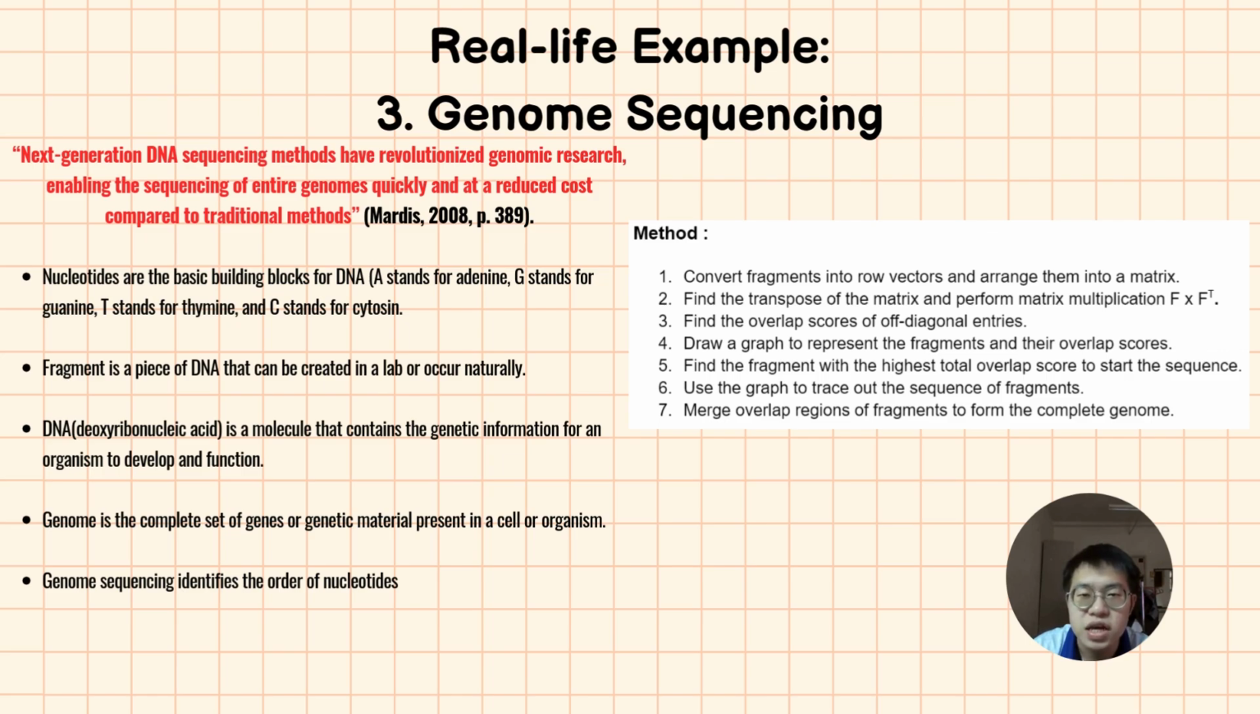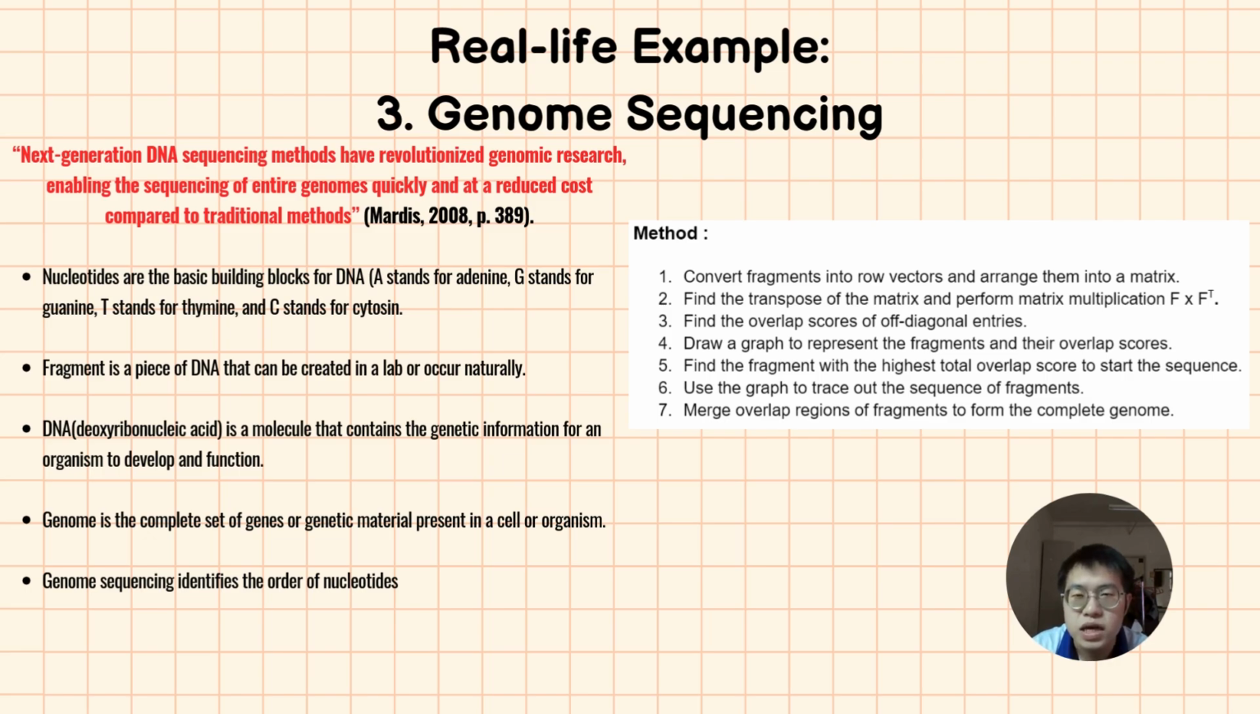A fragment is a piece of DNA that can be created in a lab or occur naturally. DNA, or deoxyribonucleic acid, is a molecule that contains the genetic information for an organism to develop and function. A genome is the complete set of genes or genetic material present in a cell or organism, while genome sequencing determines the complete DNA sequence of an organism's genome. It identifies the order of nucleotides.